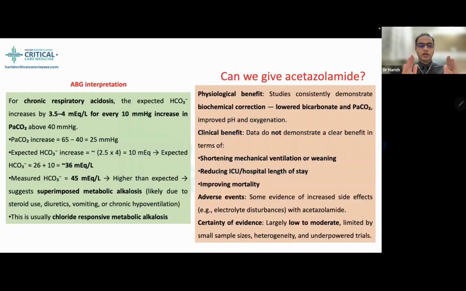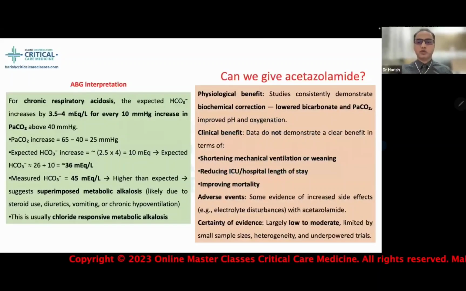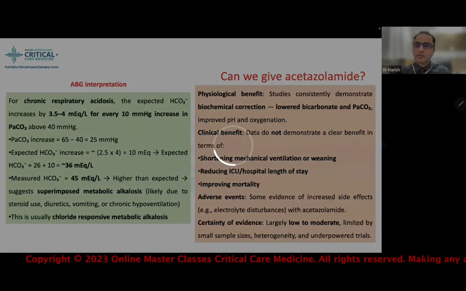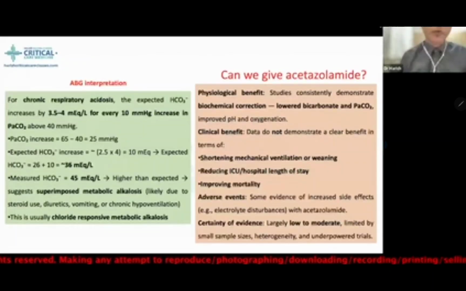It is higher than expected, which suggests there is a superimposed metabolic alkalosis, which is likely due to steroid use. Diuretics, vomiting, chronic hypoventilation, these are some of the causes for the very high metabolic alkalosis with the bicarb which is around 45. Okay, so this is usually a chloride responsive metabolic alkalosis. If you see the urinary chloride, it is going to be less than 20.